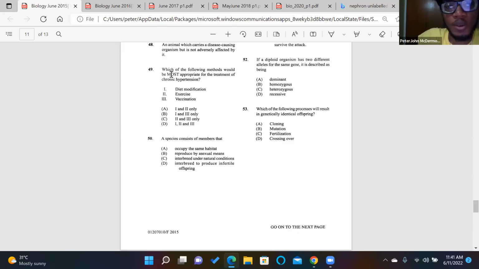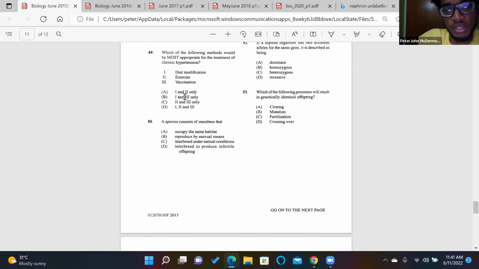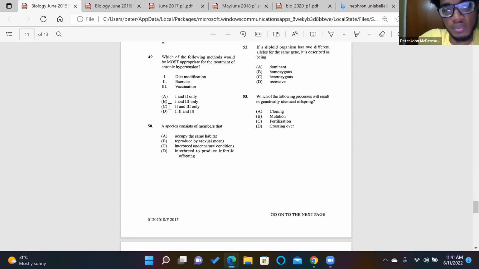Which of the following methods would be most appropriate for the treatment of chronic hypertension? Diet, exercise, vaccination. Which one? A. What's hypertension? High blood pressure. Can you get a vaccine against high blood pressure? No. So anything with 3 is wrong.